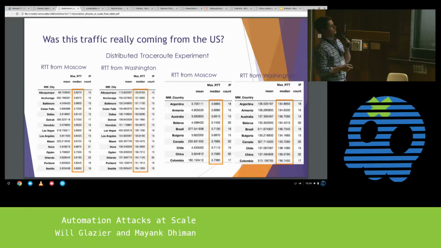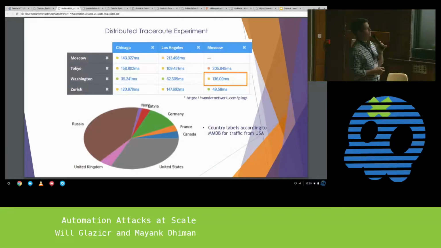And the same pattern is true for subnets that said they were from Brazil, Belarus, Canada, China, all over the globe. And when you look at the actual ping times between locations, you just Google it, Wonder Network, what is the actual ping time between Washington and Moscow? 136, suspiciously close to what we just saw. So the country labels, according to MMDB, for this USA traffic were not entirely correct.